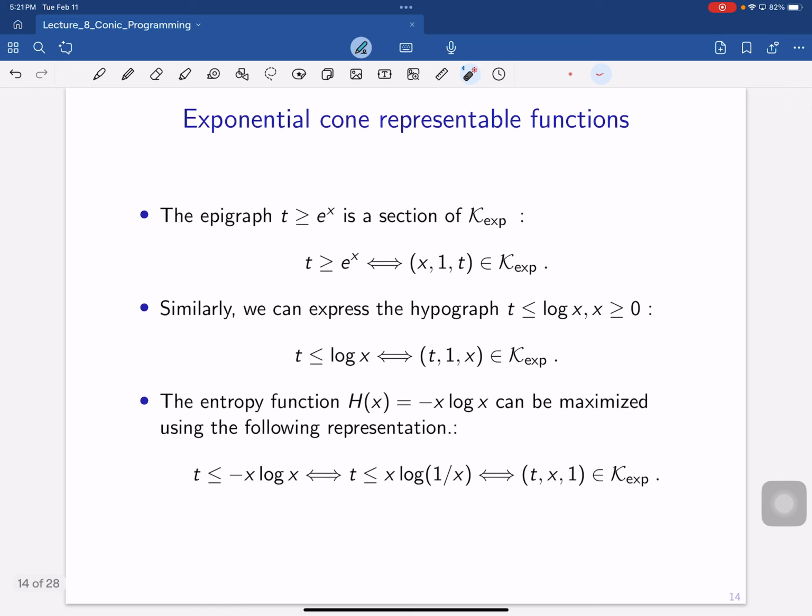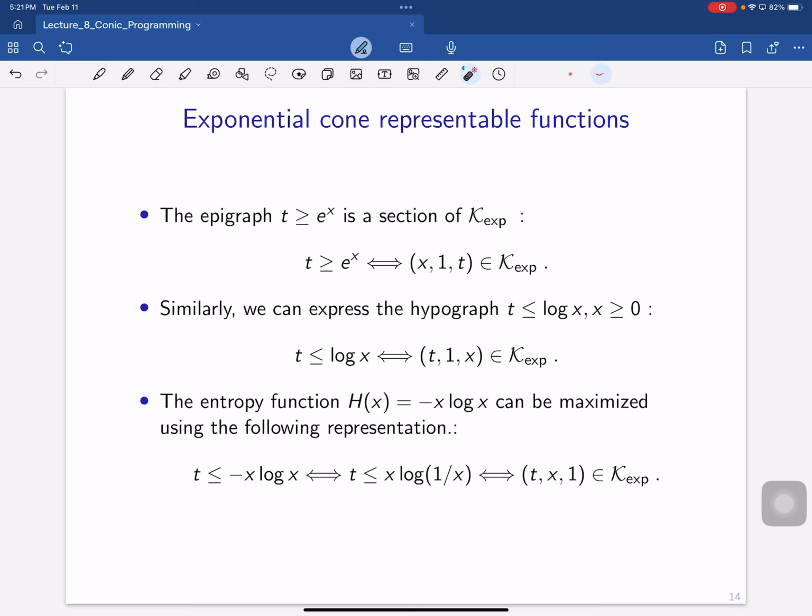Okay, so what functions can you represent using the exponential cone? Of course, you can represent things like the epigraph of the exponential function. You just set y equals 0, and then you can also represent the hypograph of a log function, right? The hypograph is the other way of defining it, a kind of antonym of the epigraph, right? So t less than or equal to a concave function is a convex set. And then you can also represent things like the entropy function.